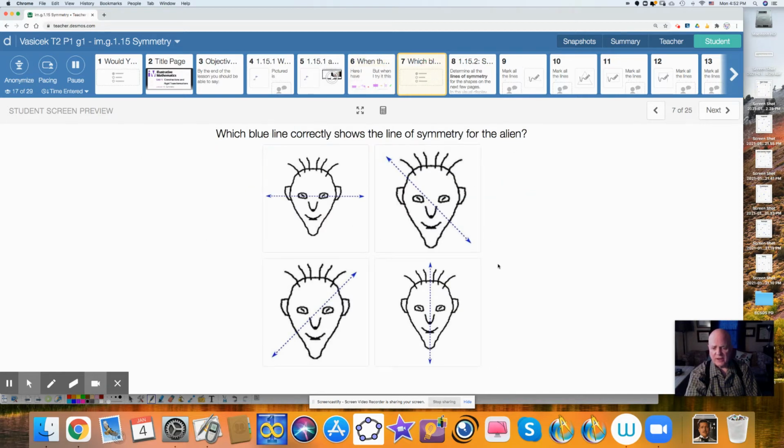We started off by asking this question: which blue line is the line of symmetry for the alien? Some people said they know how to do this, and then they would choose this first one. Notice, if it's going to be a line of symmetry, not just a line of reflection, because you can reflect anything across a line, it's going to divide the figure into 2 equal parts. The only one that does that is this figure right here.